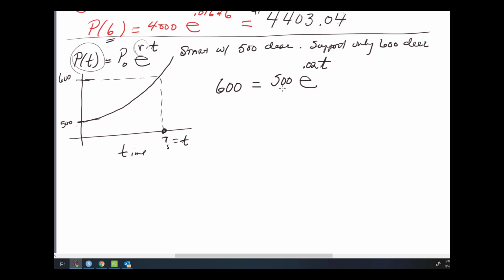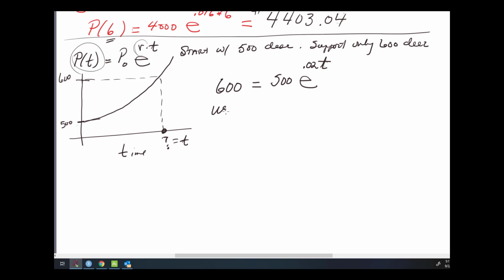All right, so how many deer do I have at time t? I've got 500 e to the 0.02 t. When is that going to be 600 deer? So there's my basic equation, and I need to solve for t. My dilemma is that t is in the exponent. So I want to break t out of that exponent. And to do that, I need logarithms.